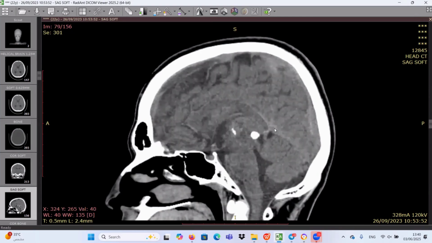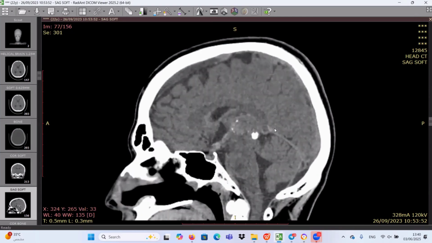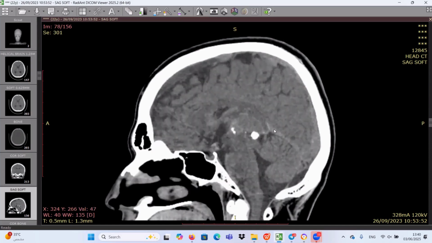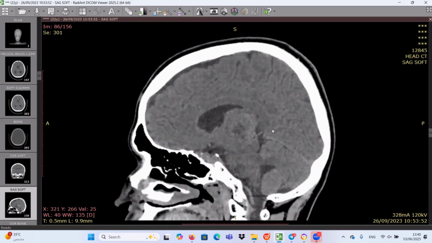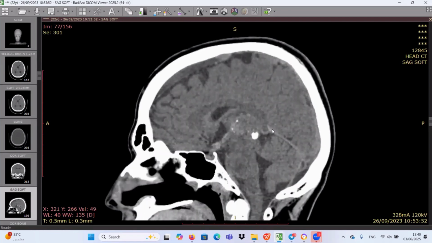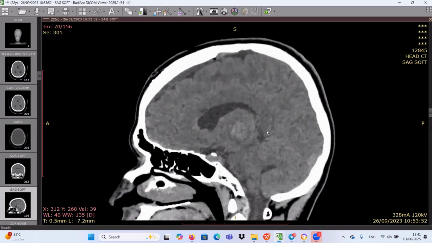In the sagittal cut, I can see the same lesion in the pineal region with a peripheral pattern of calcification, causing a pressure effect on the midbrain and also causing hydrocephalus. Also, this is the superior sagittal sinus. There is an extra-axial CSF collection in the frontal lobe. Yes, you are right.